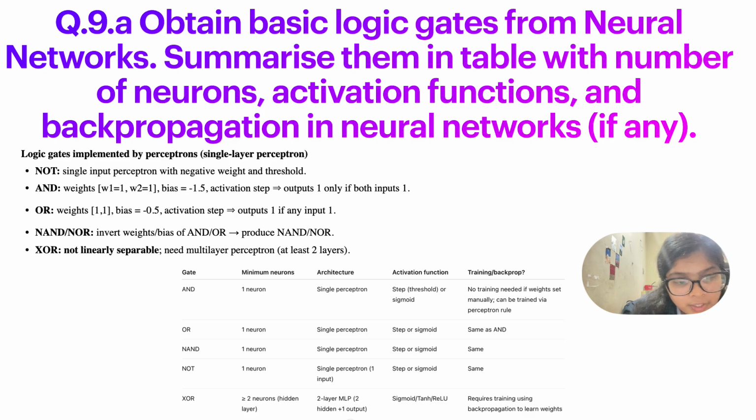In XOR we need more than 1 neuron, and a 2-layer MLP, which is 2 hidden plus 1 output. The activation is sigmoid or tanh or ReLU, and for backprop it requires training using backpropagation to learn the weights. Firstly it forward propagates, then it checks, and then it backpropagates.